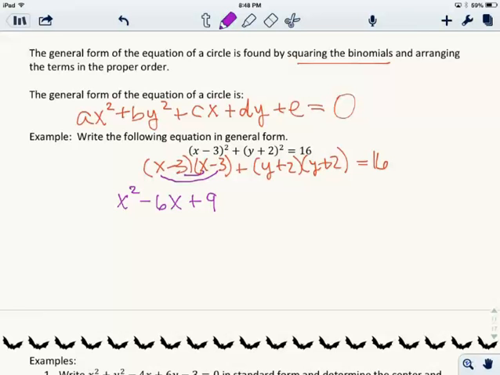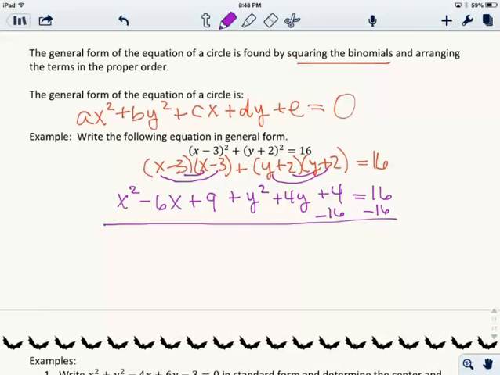Doing the same thing for the second part, we get y squared, 2y, and 2y is 4y, plus 2 times 2 is 4, equals our 16. Now again, it has to equal 0, so we're going to have to subtract our 16 over.